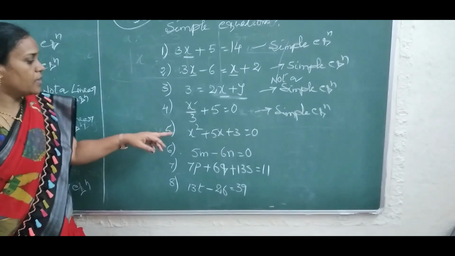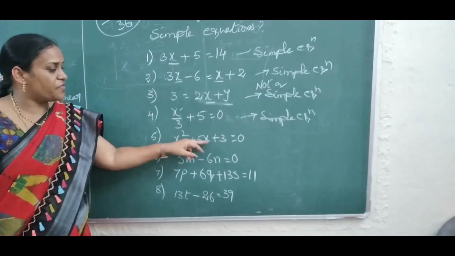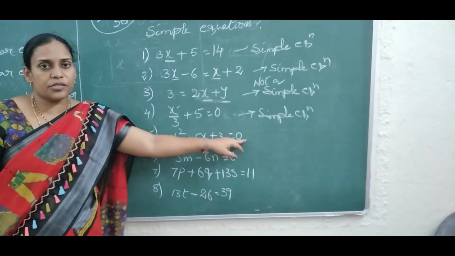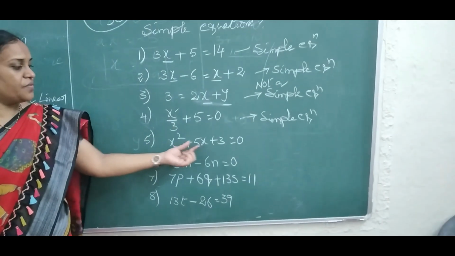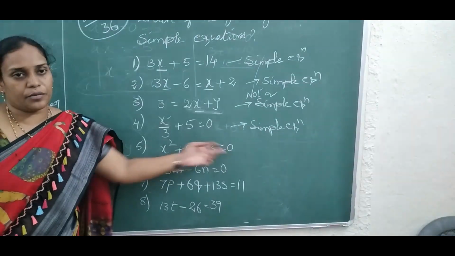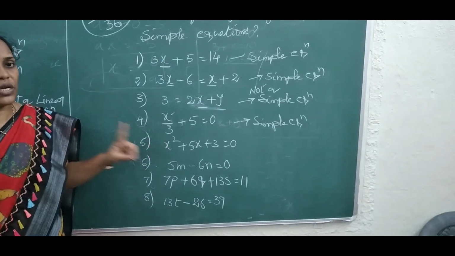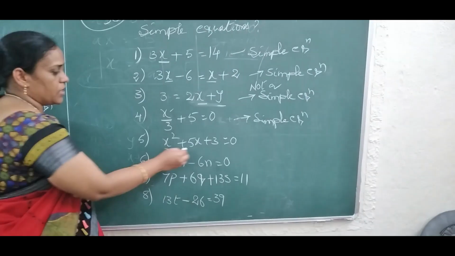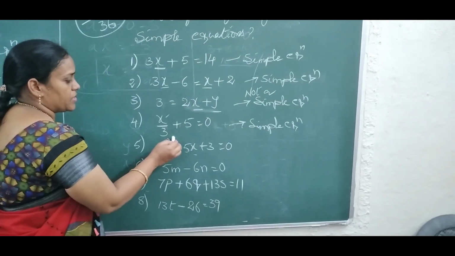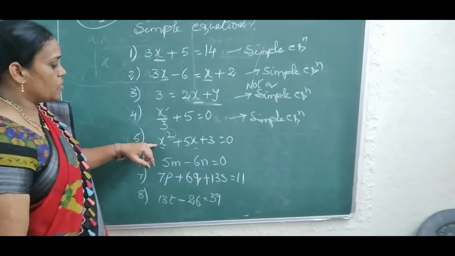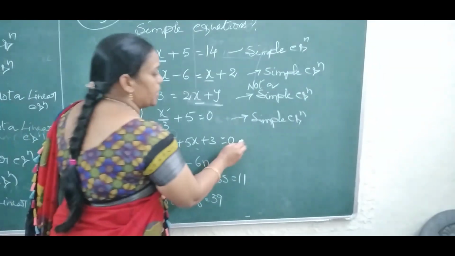See next one. Here x square plus 5x plus 3 is equal to 0. Here how many variables? Only x is there. Forget their powers. Okay. So x only is there now. So it is a simple equation.